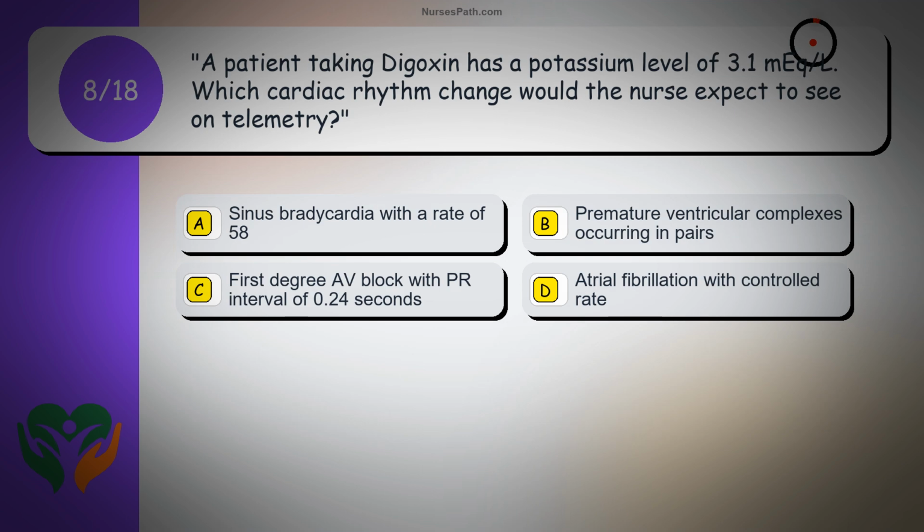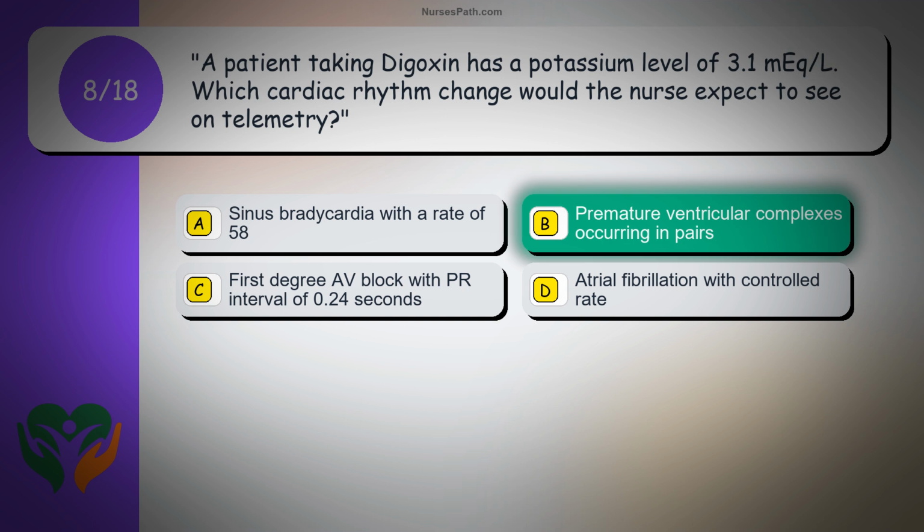Question 8. A patient taking digoxin has a potassium level of 3.1 milliequivalent/L. Which cardiac rhythm change would the nurse expect to see on telemetry? Option A, sinus bradycardia with a rate of 58. Option B, premature ventricular complexes occurring in pairs. Option C, first-degree AV block with PR interval of 0.24 seconds. Option D, atrial fibrillation with controlled rate.